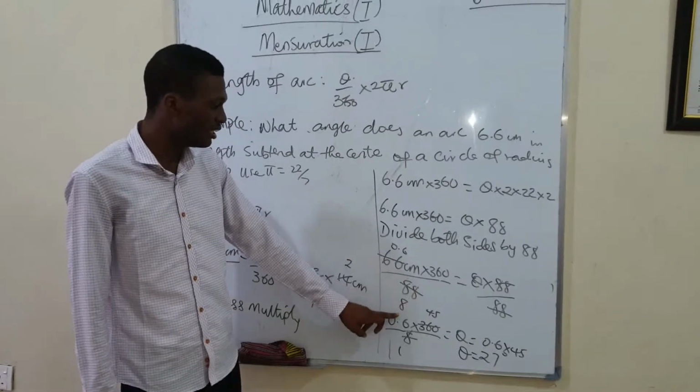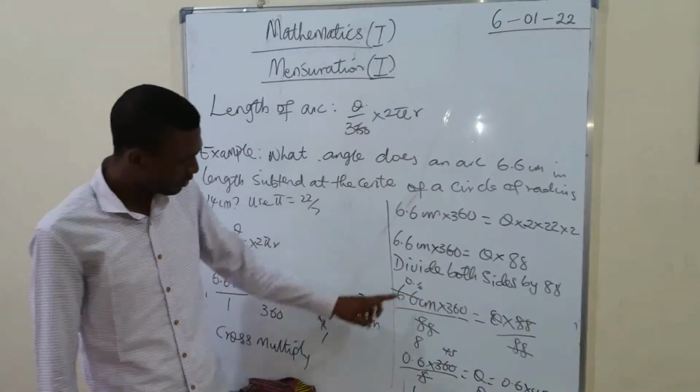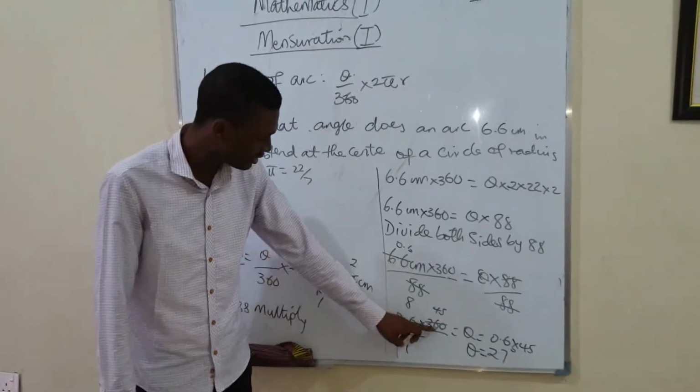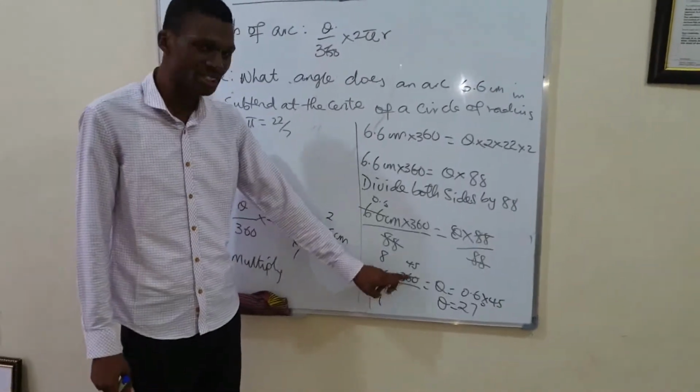11 into 88 is 8. 11 into 6.6 is 0.6. We have 0.6 times 360 all over 8. 8 into itself is 1. 8 into 360 is 45.